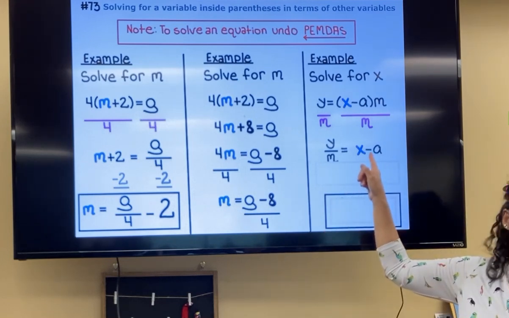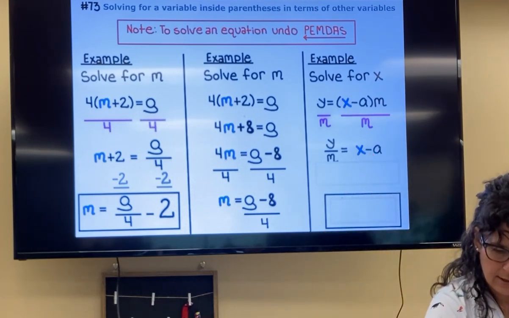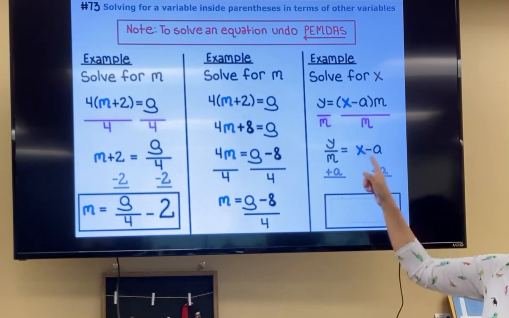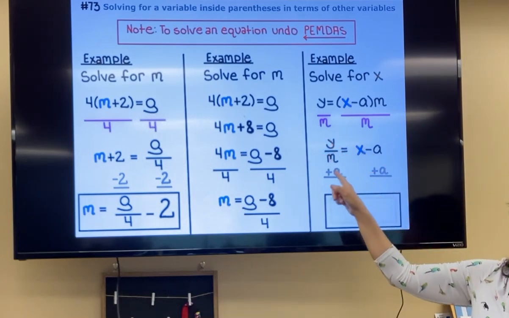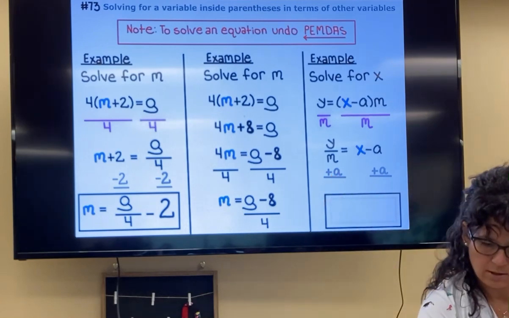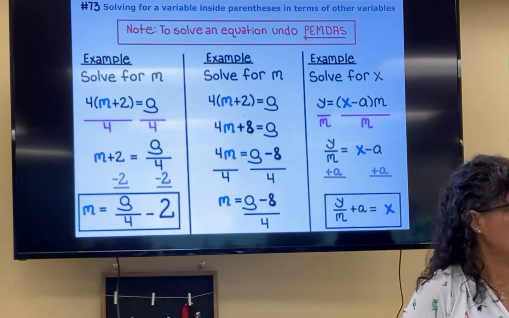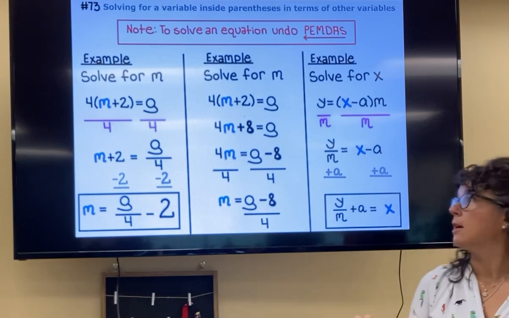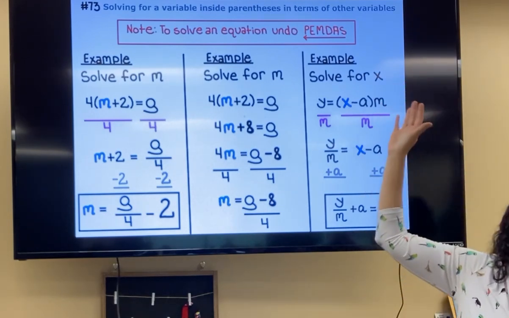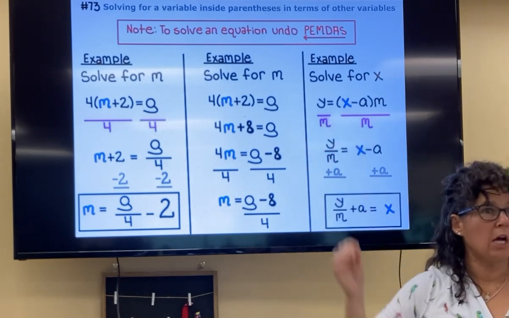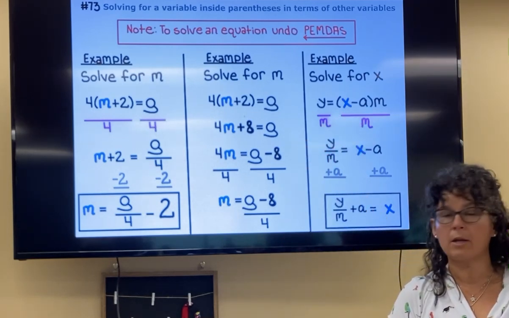And now to get rid of minus a, I'm going to add a. And so then x is by itself on the right side, and then I have the fraction y over m plus a. So either method is fine, but maybe just consider focusing on the fact that whenever you're solving an equation, you're really undoing PEMDAS, and it might go a little faster.